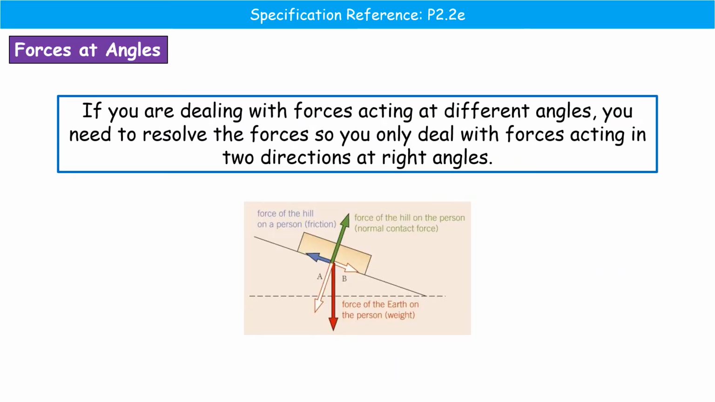There can be situations where we deal with forces that act at different angles, i.e. not right angles or opposites to each other. So what we'd have to do in that scenario is resolve them, so that we'd only be left to deal with forces acting in two directions at right angles. Now, this I don't think is going to come up on your exam paper for the simple fact that they don't expect you to have a protractor as part of your standard equipment. And without your protractor, you can't actually work it out. So we're not going to spend any time on this because I don't think it's going to come up.